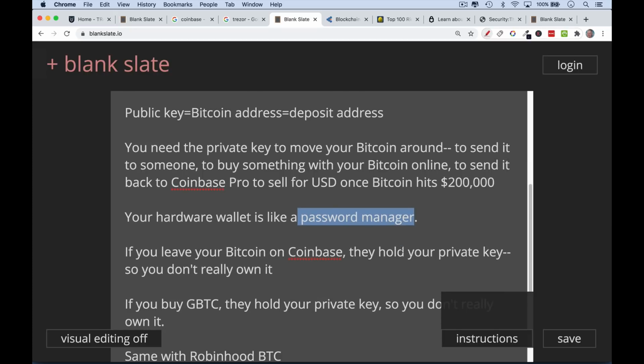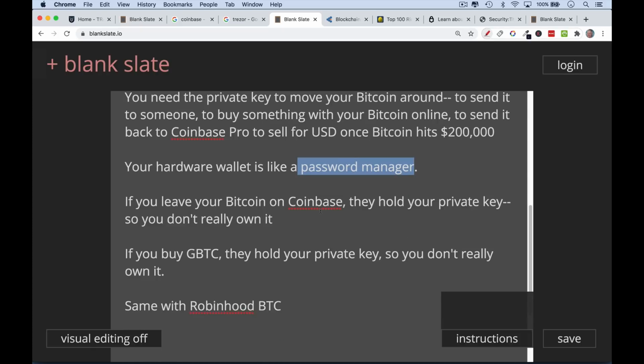Now, once you understand what private keys are, it becomes very clear why you don't want to leave your Bitcoin on an exchange. So if you buy it on Coinbase or Coinbase Pro or Kraken or Gemini, you don't want to leave your Bitcoin there because the exchange basically holds your private key. If you don't have your private key, you don't own the Bitcoin. Not your keys, not your coins, as they say.